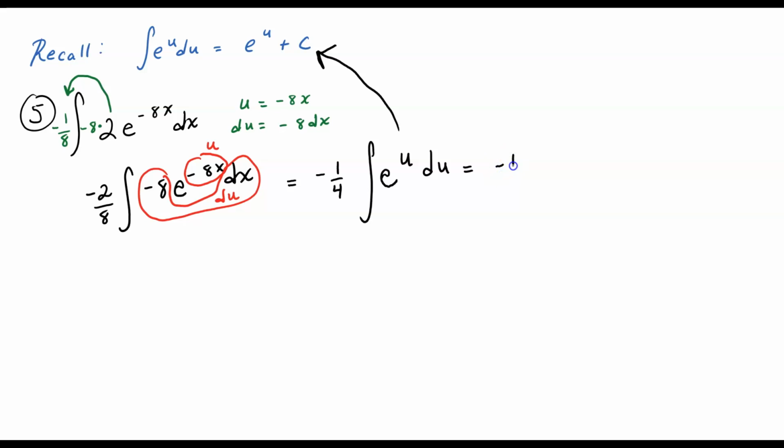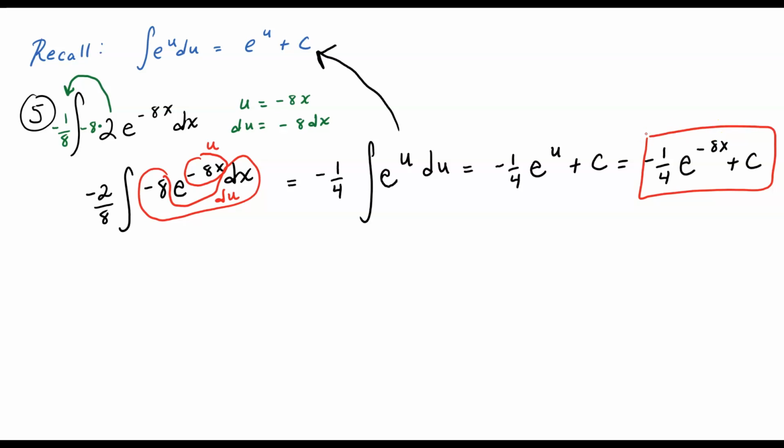So all I have to do is say, well, then I have negative 1/4 e to the u plus c, and then I can back substitute negative 1/4 e, and in this case it's to the negative 8x plus c, and there is my answer there for this integration.